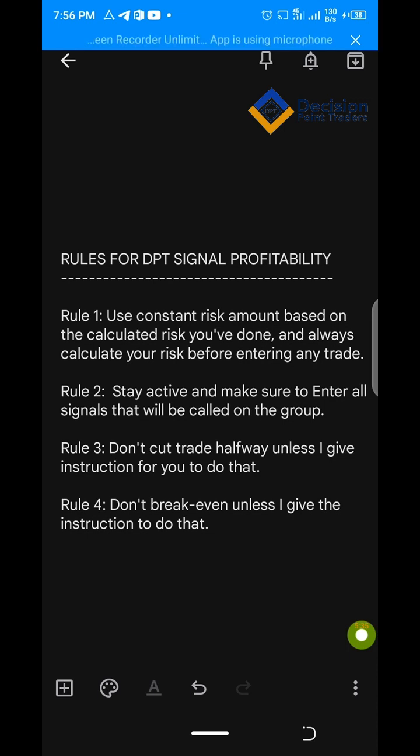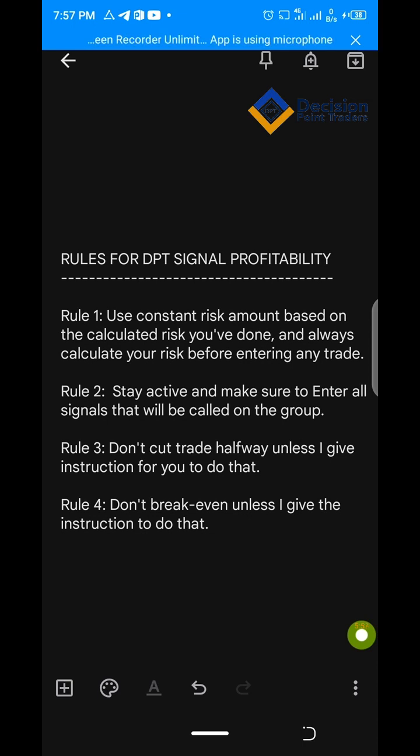Rule 1 says use constant risk. I can't overemphasize that. Use a constant risk amount based on the calculated risk you've done, and always calculate your risk before entering any trade. I've shown you how to calculate your risk, how to divide your account size to 3%, which is still the same thing.